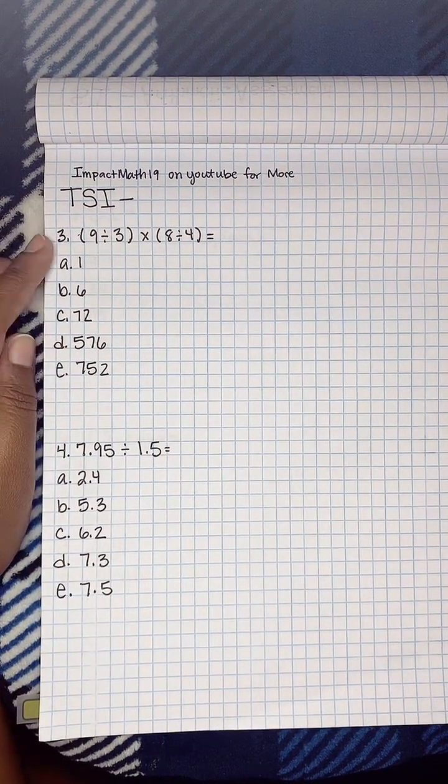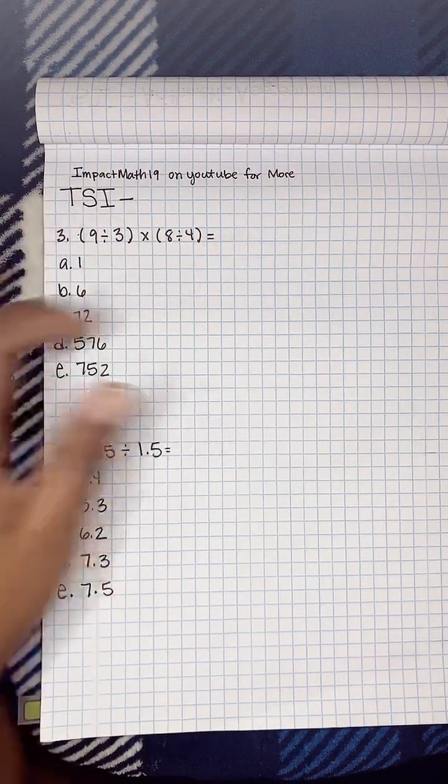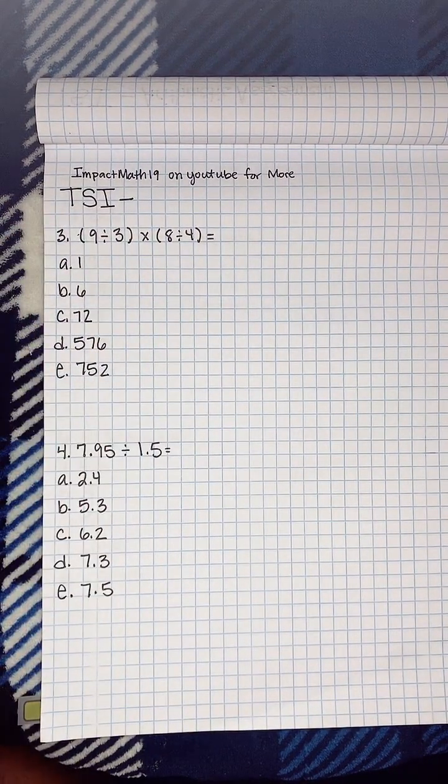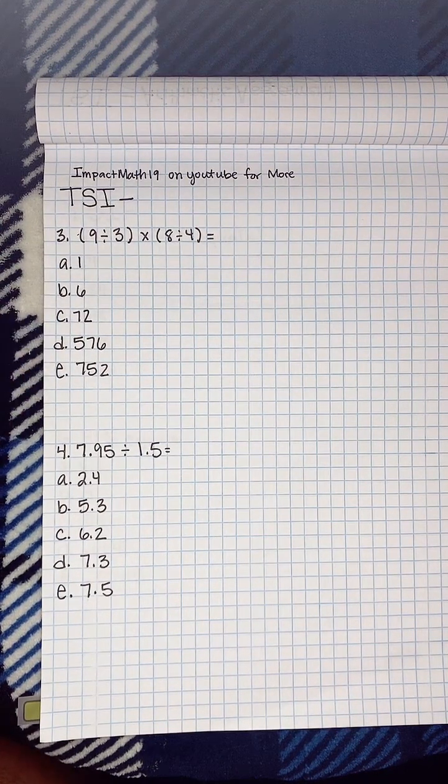So let's look at number 3, okay? So it says 9 divided by 3 times 8 divided by 4. What do you guys get? A, B, C, D, or E? Can I see it in the chat?